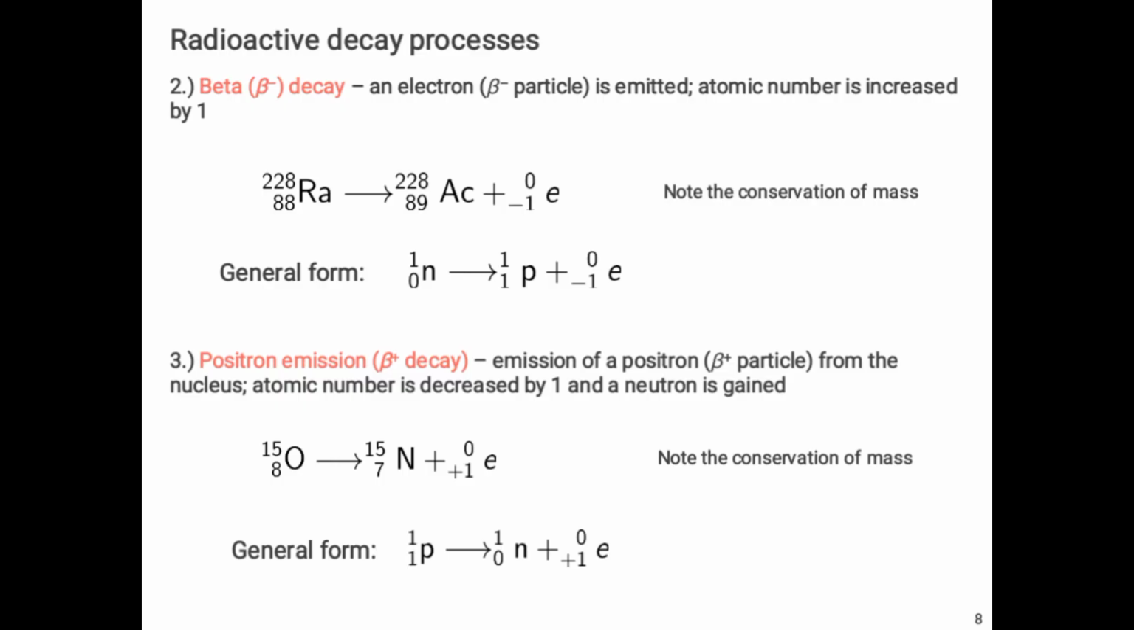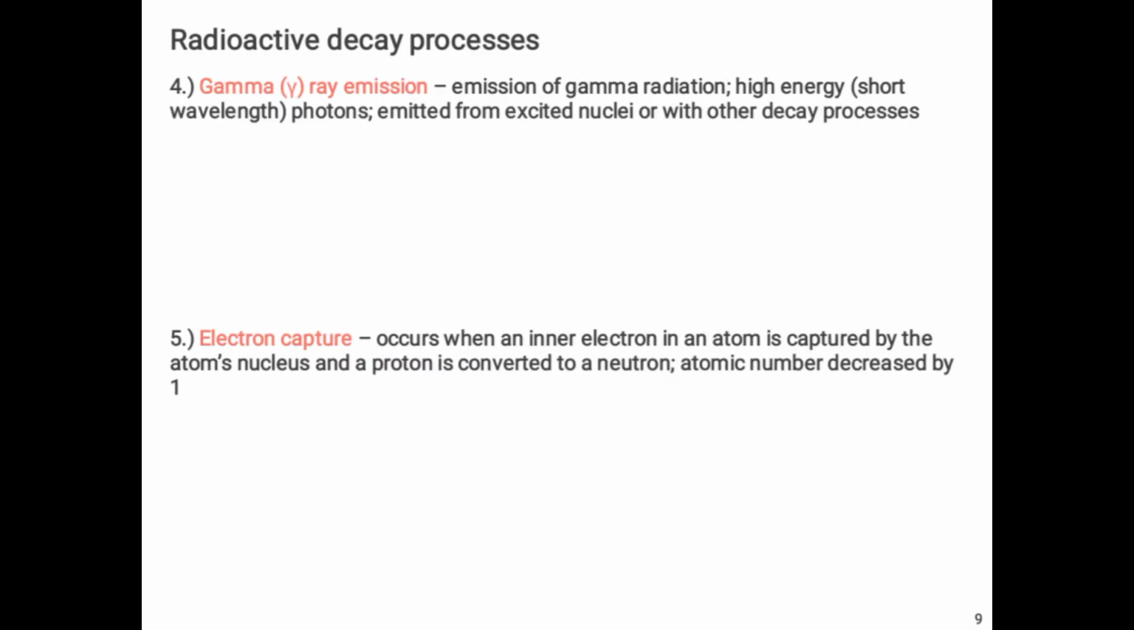First one alpha, second one beta, third one positrons. Emission of protons from the nucleus, atomic number is decreased by 1, neutron is gained. Then oxygen, nitrogen, note the conversion of mass. The protons and the neutrons, they will be electrons.